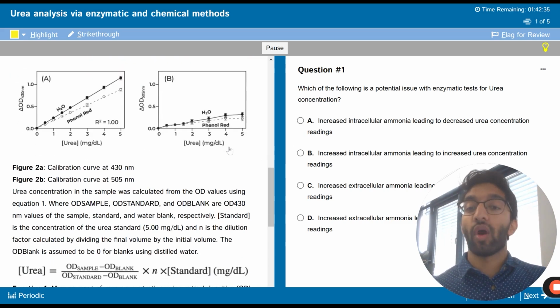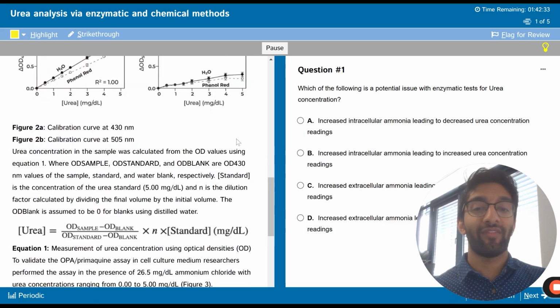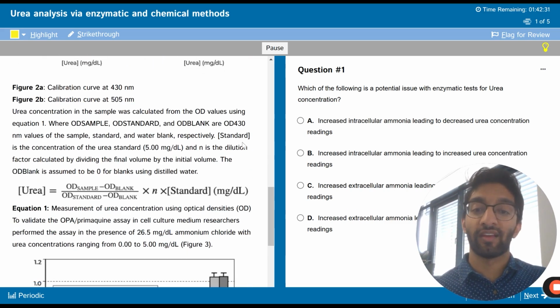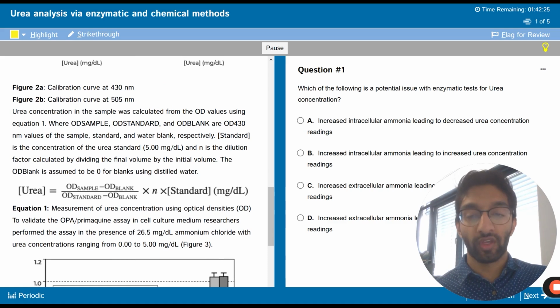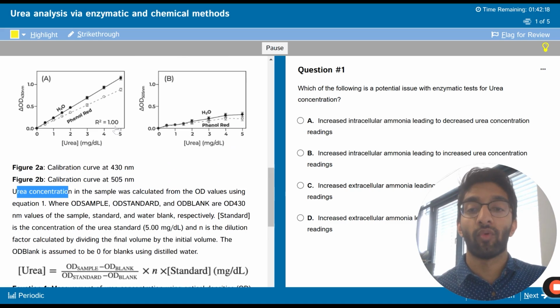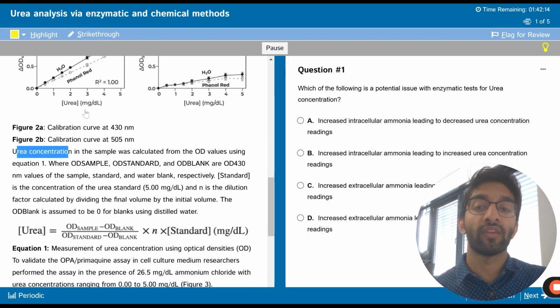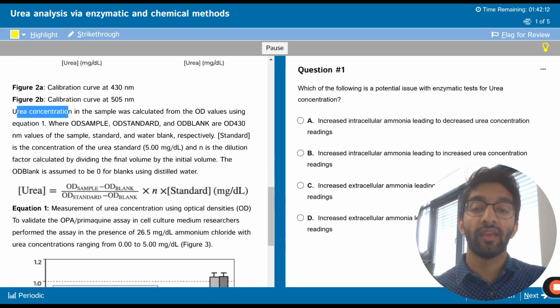Okay, so last paragraph, or second last paragraph, and then we'll go on to the equation and figure. Here we have the urea concentration in the sample was calculated from the OD values using this equation. So this is how you get the concentration, because before, we were just looking at the absorbance. So how do you know how much urea is actually in the sample? You have to work backwards.